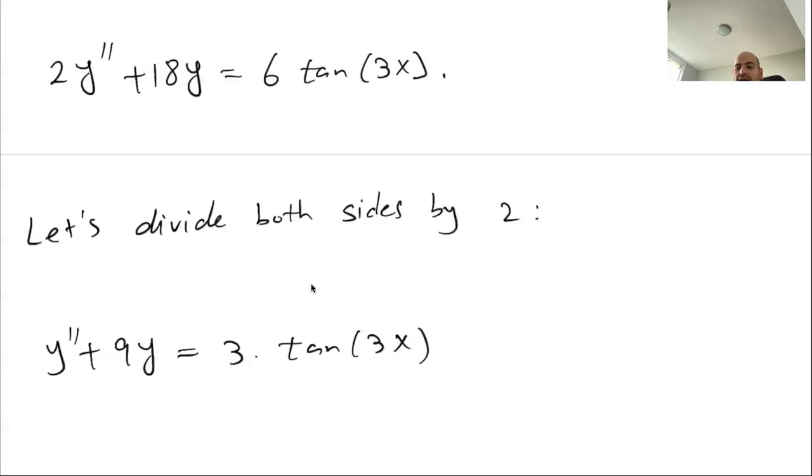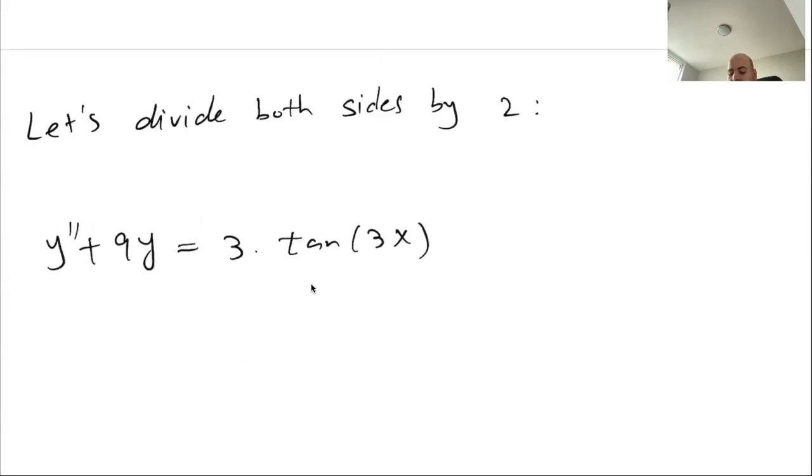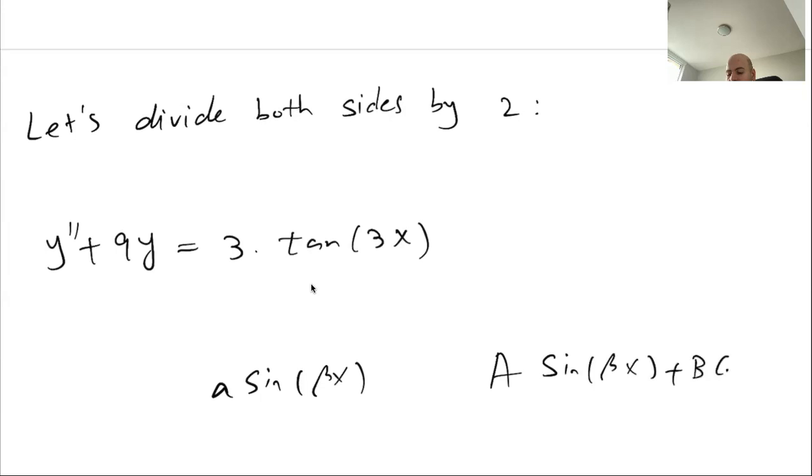And we cannot use undetermined coefficients right now either, because for undetermined coefficients, we had a certain table. And if the function on the right-hand side was one of the functions that appeared in the table, then we knew what we could guess according to that table. So for example, if the function on the right-hand side is a sine beta x, then our guess could be capital A sine beta x plus capital B cos beta x.